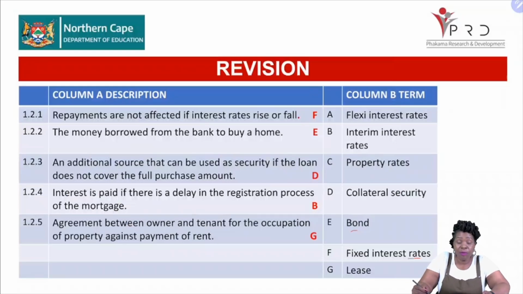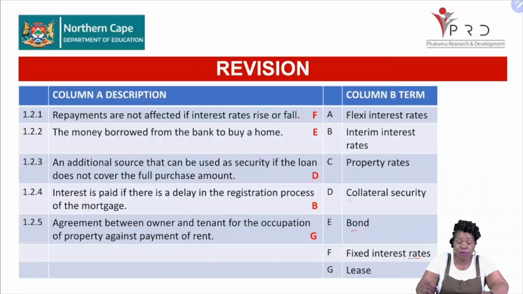And then 1.2.3 says an additional source that can be used as security if the loan does not cover the full purchase amount. So our matching letter there is D, and what is D is collateral security. So you have to provide the bank with collateral security when you need a loan from the bank.